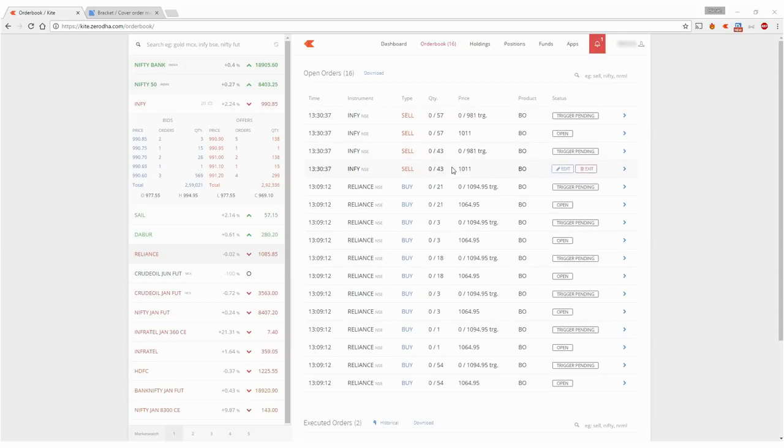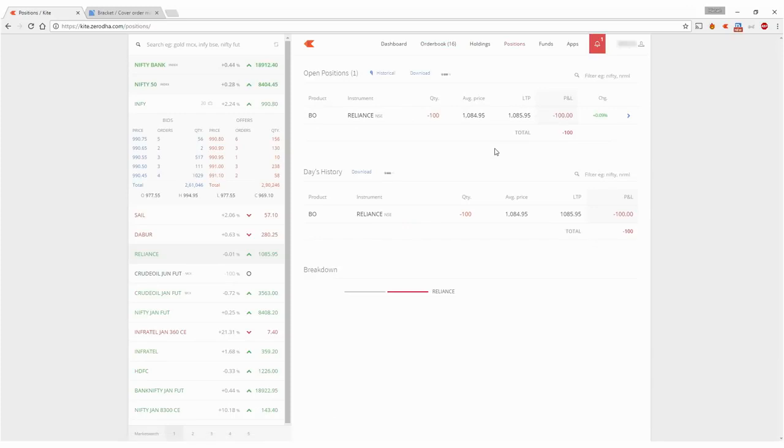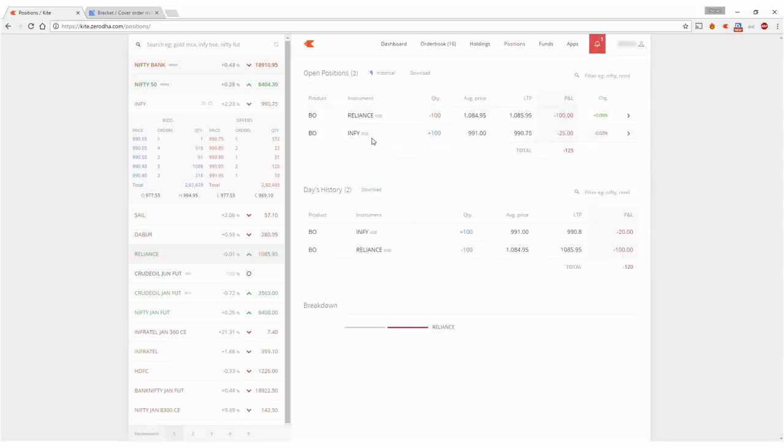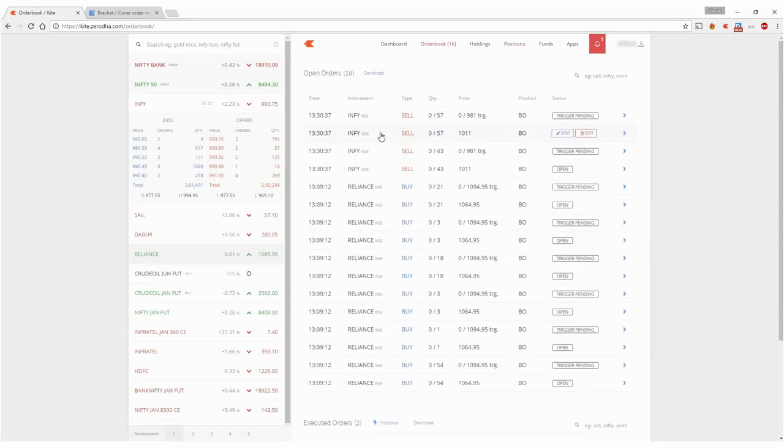Now this got executed in 2 different trades. So for both of them, the stop loss is 981 and there's a target of 1011. And we'll have to wait and see how this plays out. You can track it in your positions. You have an option to exit it from your positions. The moment you click exit, you're taken to the order book because these are bracket orders, and from here you have to either edit or exit your orders.